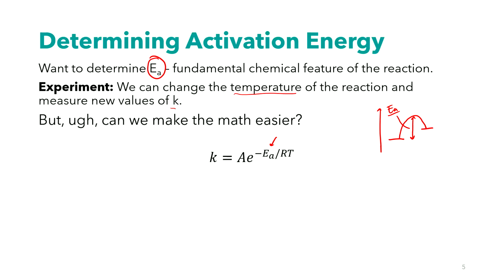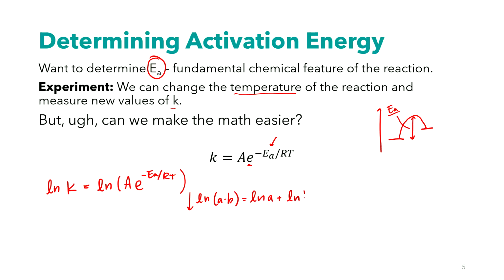But no one likes working with e's. No one wants to work with an exponential equation, so we're going to do a little math to make this easier for ourselves. We're going to take the natural log of both sides, because I want to get rid of this e right here. So I'll have the natural log of k, my rate constant, now equals the natural log of A times e to the negative EA over RT. And I'm going to use one of my log rules: the natural log of A times B equals the natural log of A plus the natural log of B. So I'm going to split out these two.